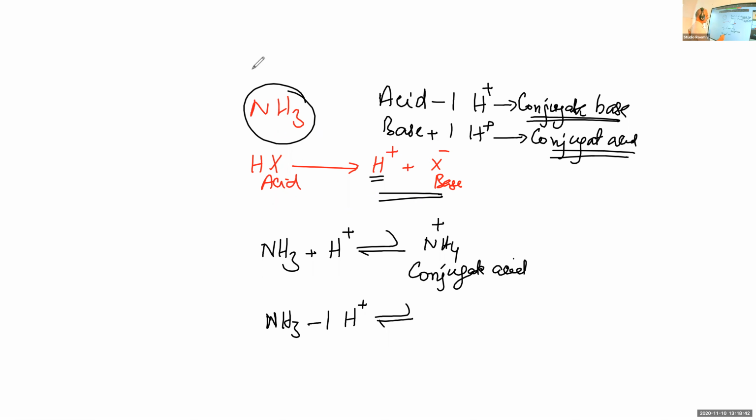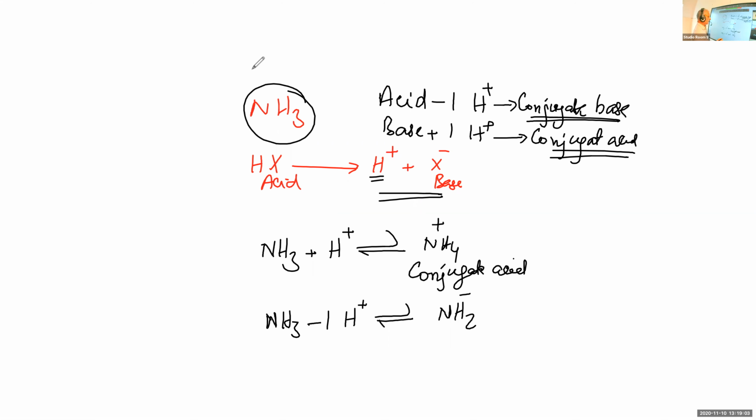If one H+ is subtracted from NH3, what is left? NH2-. That is the amide ion. NH2-, charge should be balanced, neutralized. So, NH2-.